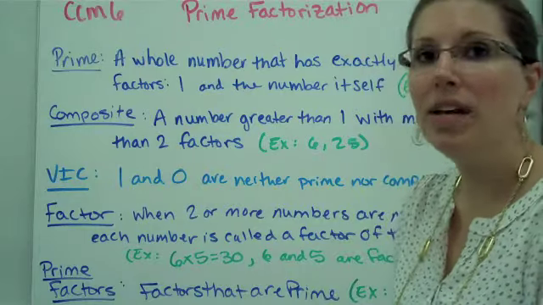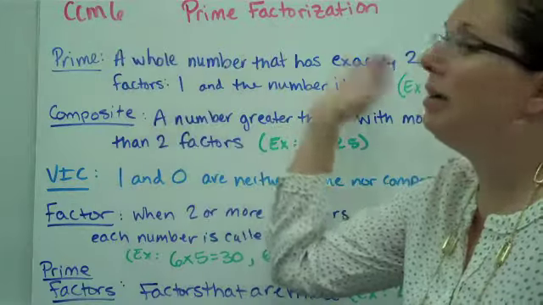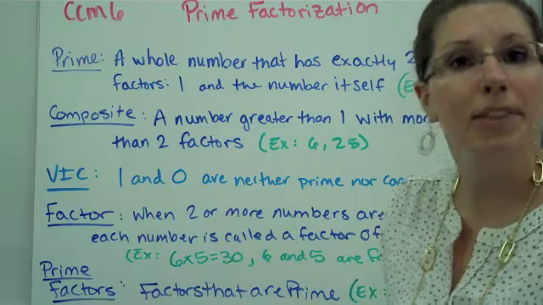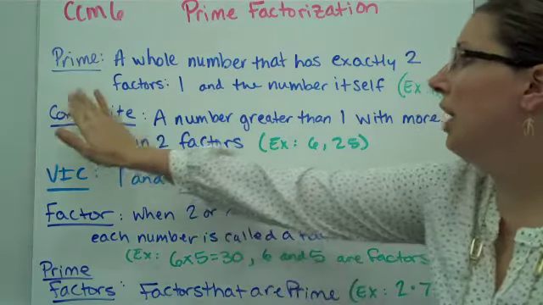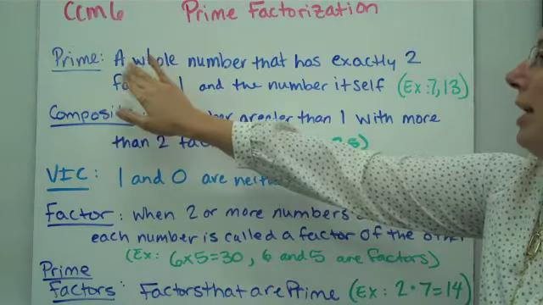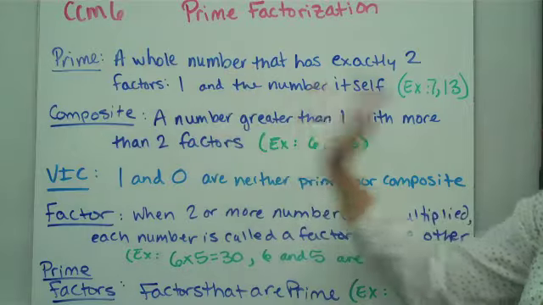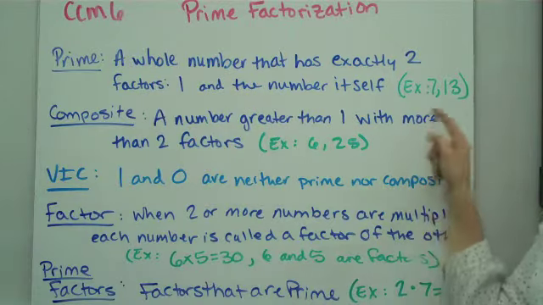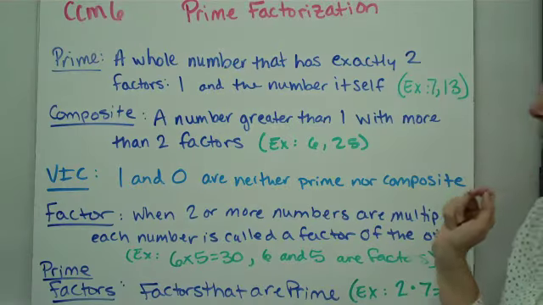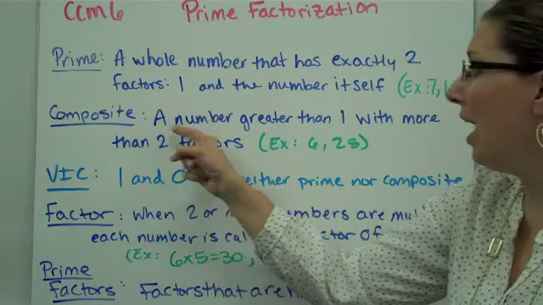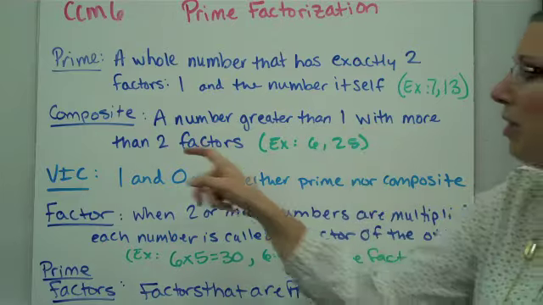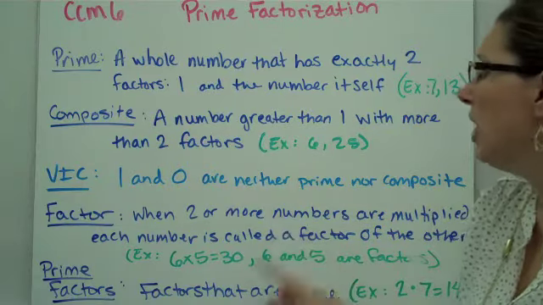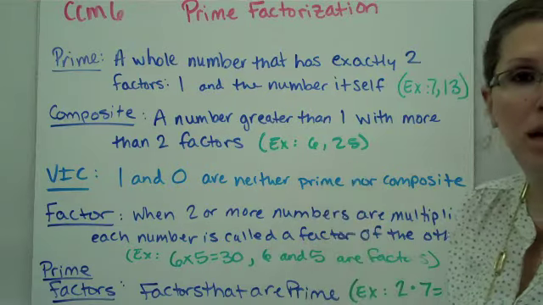Hi, today we're talking about CCM6 prime factorization. Some definitions for you. Prime: a prime number is a whole number that has exactly two factors, 1 and the number itself. For example, 7 and 13. Composite: a number greater than 1 with more than two factors. For example, 6 and 25.